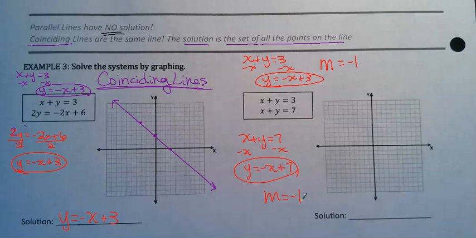slope-intercept form, all of those things, they're coming back. They're never disappearing. So y-intercept is 3, and our slope is -1.